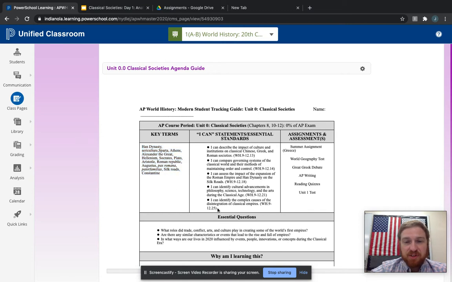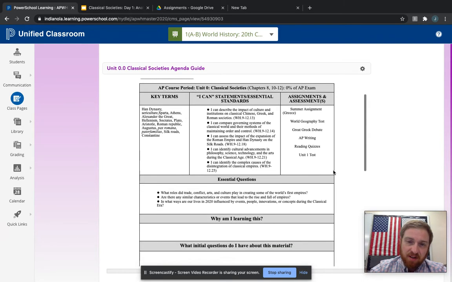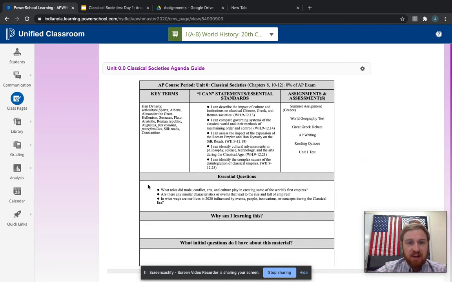And then, of course, the I can statements, things that you will know or be able to do by the end of the unit that are tied to both the College Board and the World History Standards. You'll notice classical societies specifically are not going to be on the exam, but items that refer to them later on will be, so that's why we're studying this. We have our essential questions, and those go beyond the standards to some larger thinking for the whole unit.